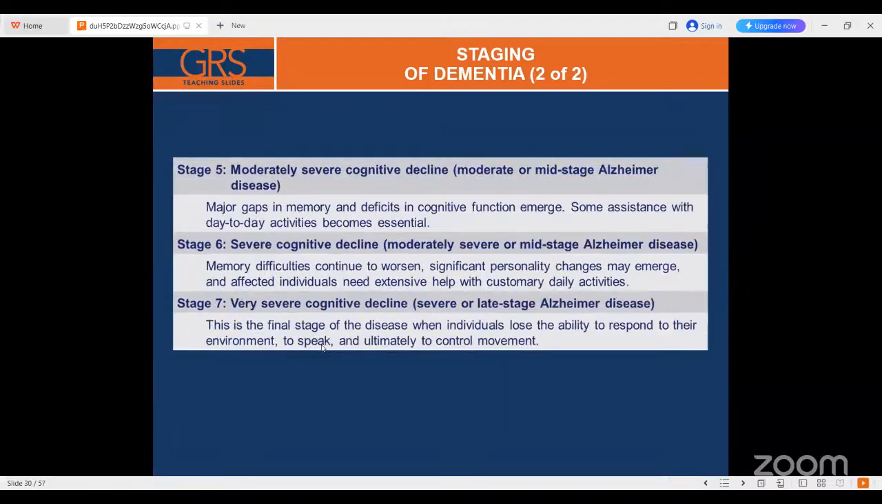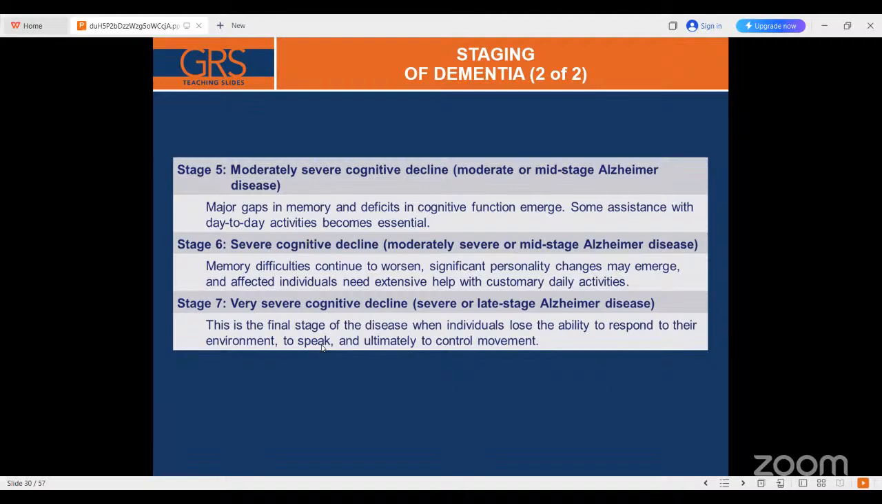And then we have moderately severe cognitive decline, which is stage 5, moderate to mild stage of Alzheimer's, with major gaps in memory and deficit in cognitive function. At this stage, the patient may need some assistance with daily activity. Then we have severe cognitive decline, stage 6, a mid-stage Alzheimer's disease, with memory difficulty continuing to worsen and significant personality change that may be a problem, and the patient needs help with daily activity.